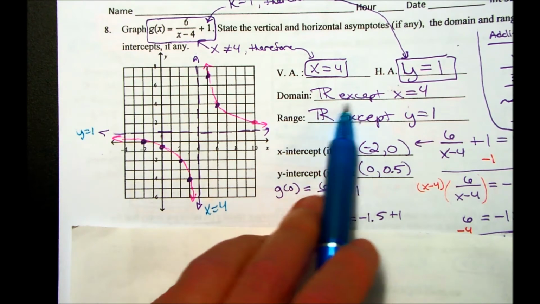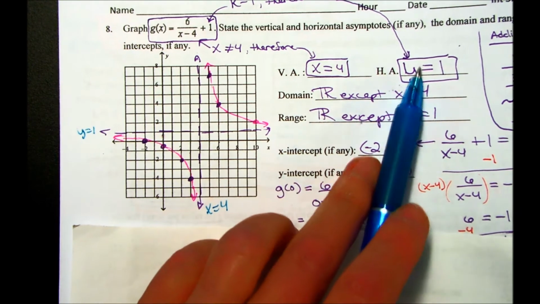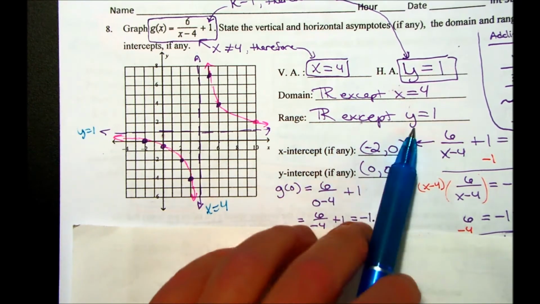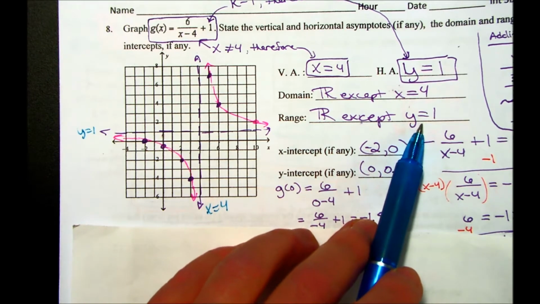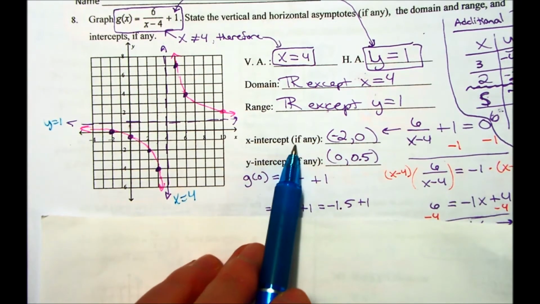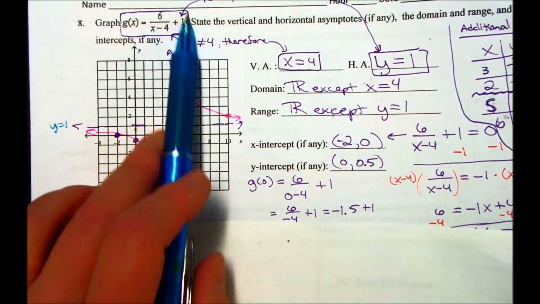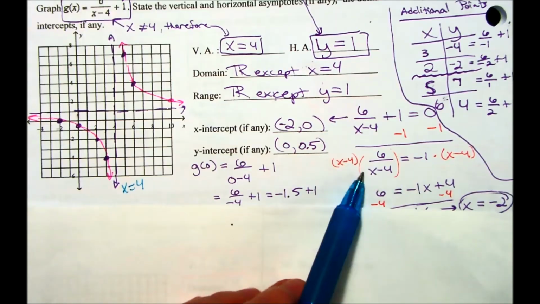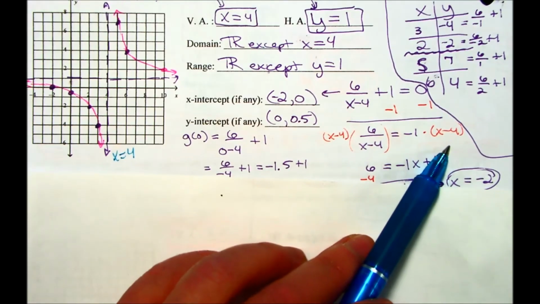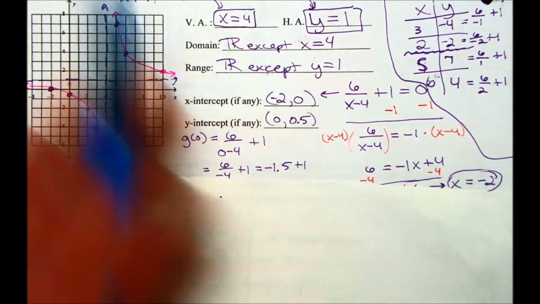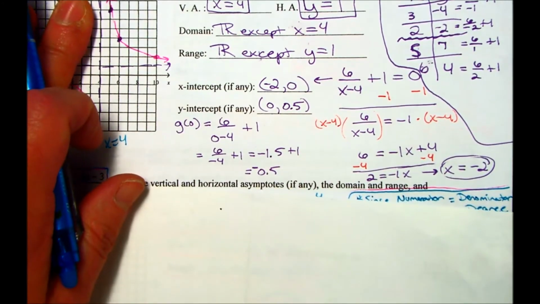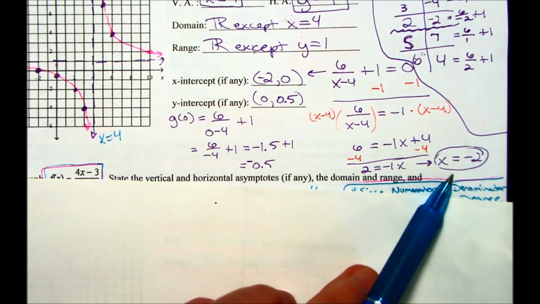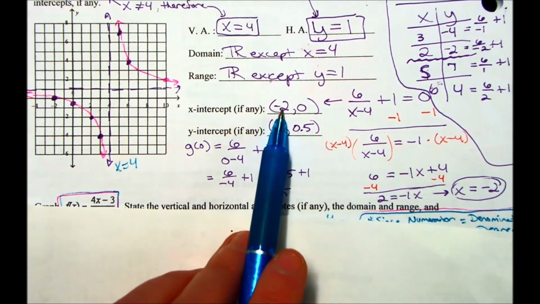So then your domain, all real numbers except for x equals 4, and all real numbers for your range except for y equals 1. To get your x-intercept, again, take that whole thing and set it equal to 0. Subtract 1, and then multiply both sides by the x minus 4. Then subtract your 4 and divide by -1, and you get x equals -2. So that is your x-intercept.